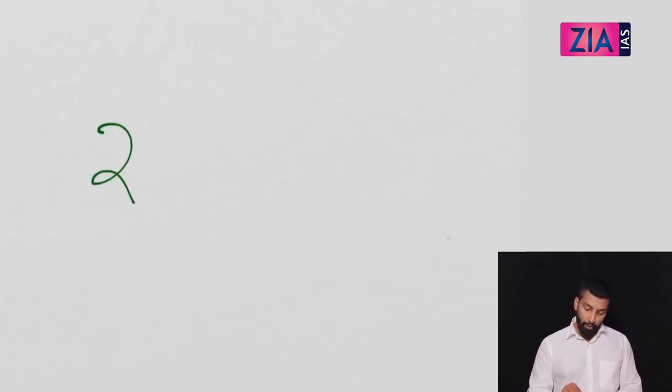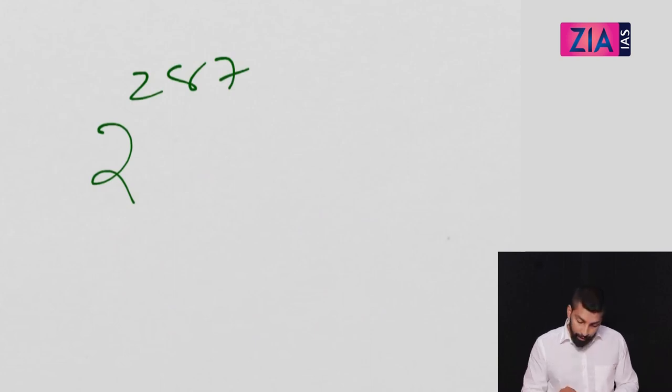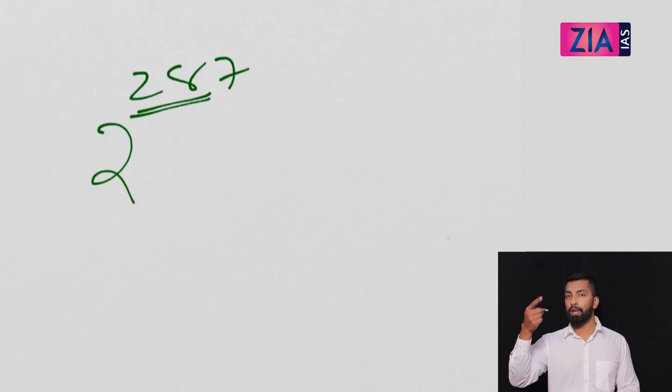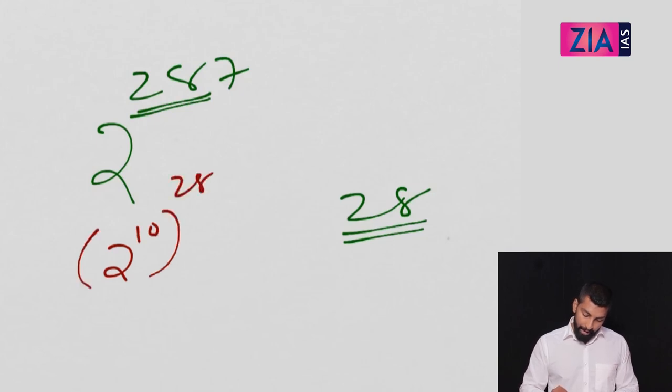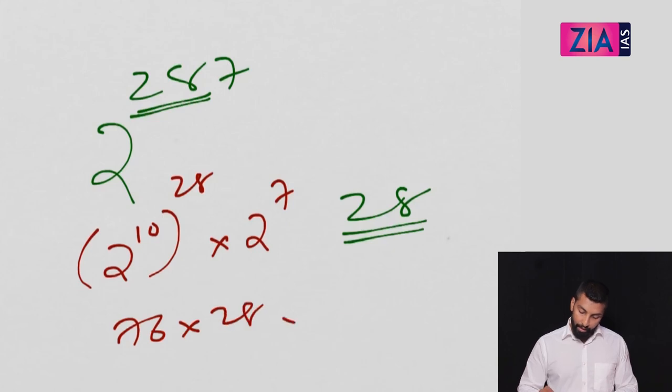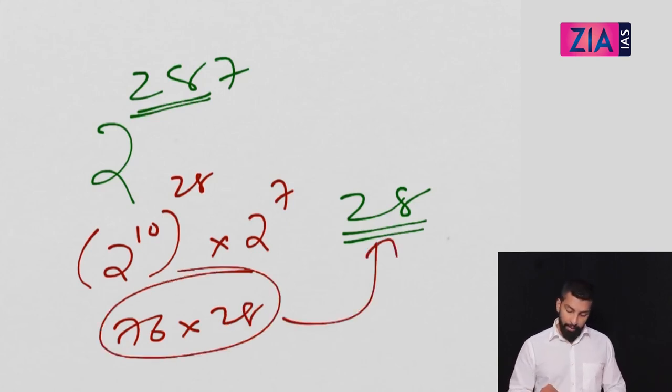I give you a number 2 raised to 287. You know this is 280, which I can write as even, 10 raised to 28. Then 7 means 2 raised to 7 is 28. So I'll write, that's your answer. Why? Because I can write it as 2 raised to 10 raised to 28 into 2 raised to 7. So this is 76 into 28 will give me 28. So 76 into this will give me 28 itself.